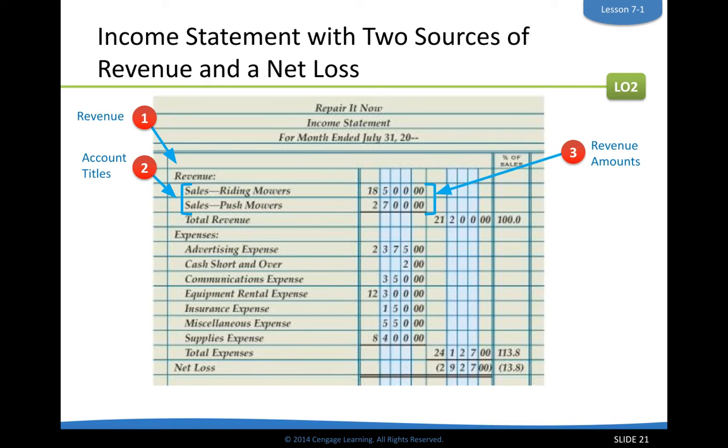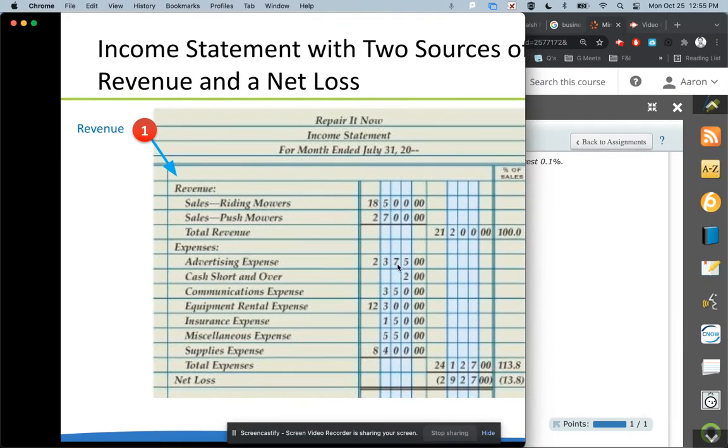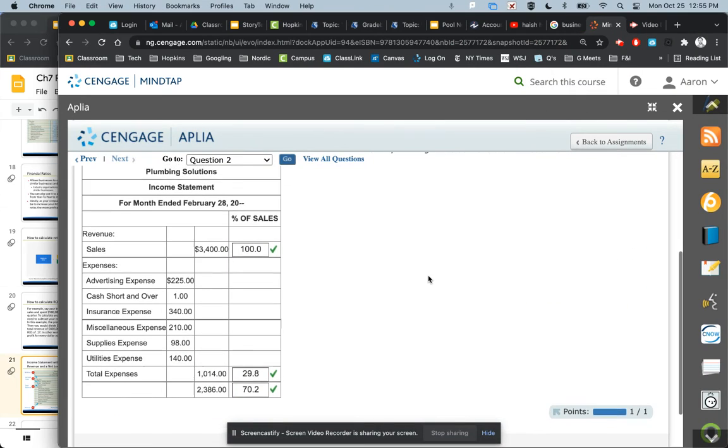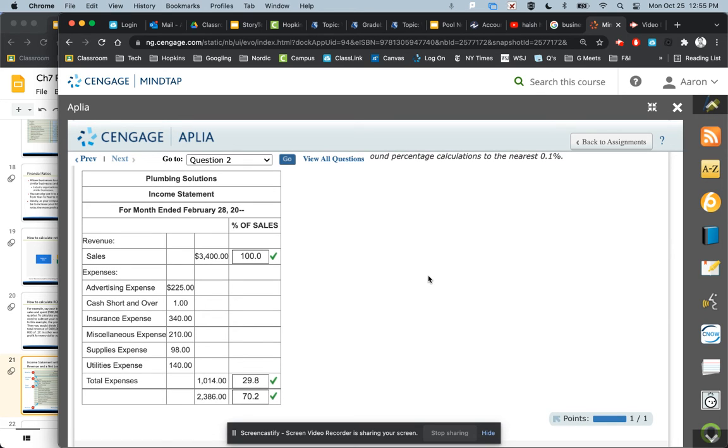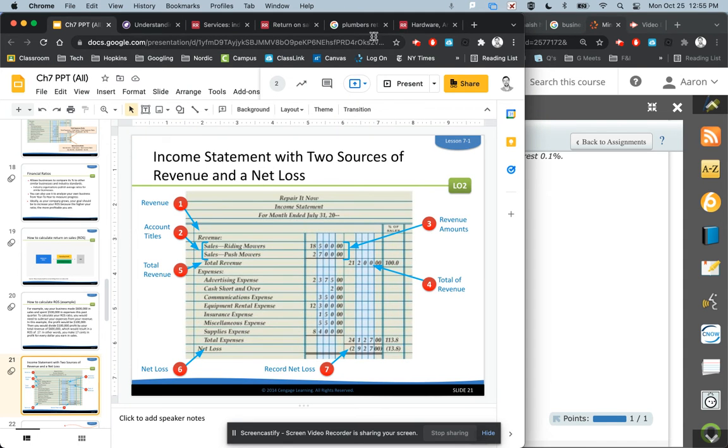Let's just go back to looking at this example that we looked at. So we have the plumbing solutions. They had a total expense ratio of 29.8 and a ROS, or return on sales, roughly of 70.2. All right. And so that seems pretty high. If your profit margin is that high, that seems like it's pretty good. But what you would do is compare it to other industries. So this is a plumbing industry.